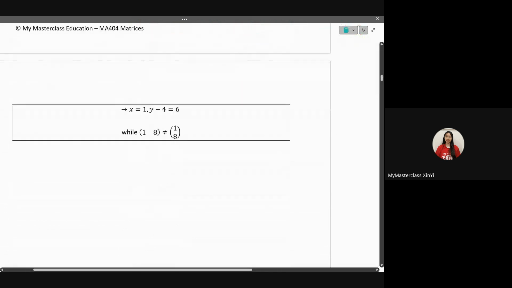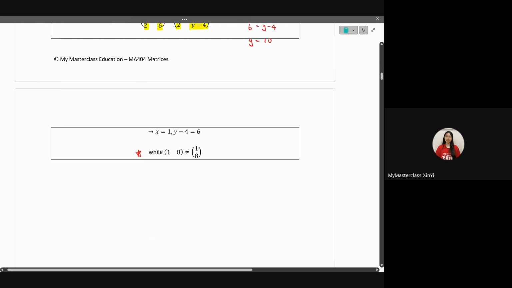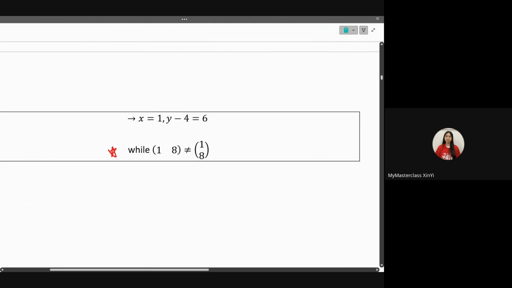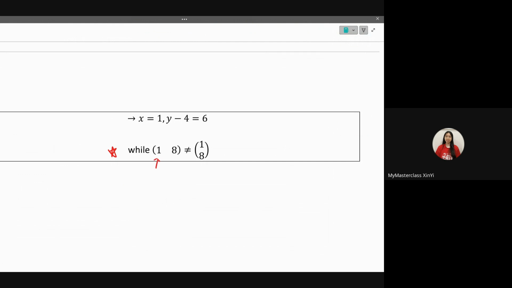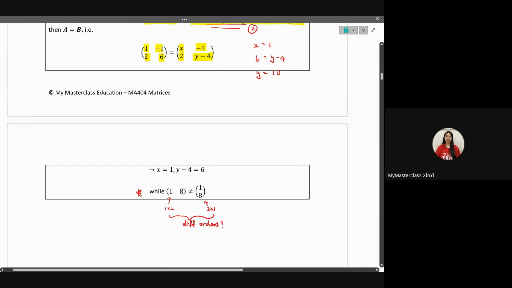One key thing to take note of, like I said just now, for equal matrices, they need to be of the same order first. If you see something like that, yes, their entries seem similar, the elements inside are similar. But this is a 1 by 2 matrix, while this is a 2 by 1 matrix. So they have different orders. They are not the same matrix. You can say this matrix is not equal to the other matrix.